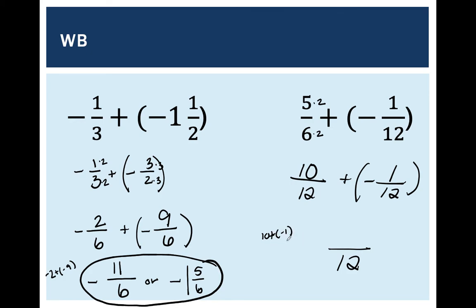These are different signs, so we subtract. 10 minus 1 is 9. And that's positive. And then we can simplify 9 and 12 both by dividing them both by 3. So our final simplified answer is 3/4.